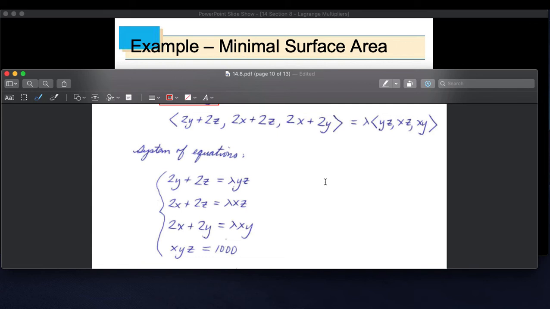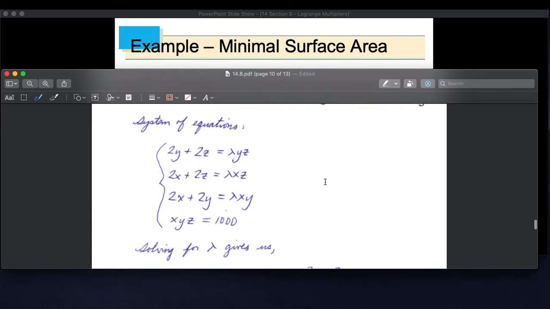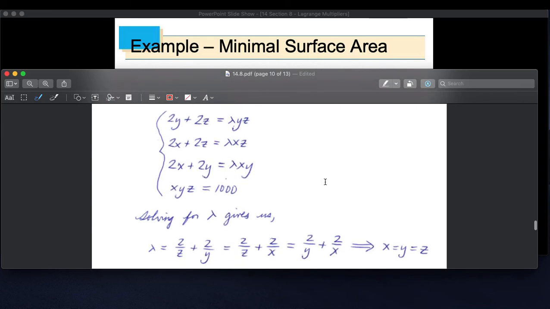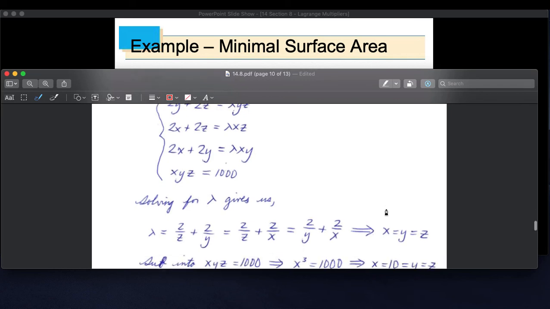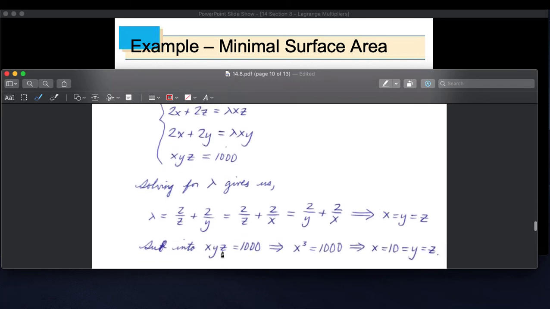Once again, this is coincidental. It doesn't always happen. But I think this is another candidate where you should solve for lambda. Solving for lambda, notice that in this case, once again, we get x equals y equals z. Again, just a coincidence. And by substituting x equals y equals z into our constraint, it gives us x times x times x, which is x cubed. Solving for x, we get 10. So x is 10, y is 10, z is also 10.